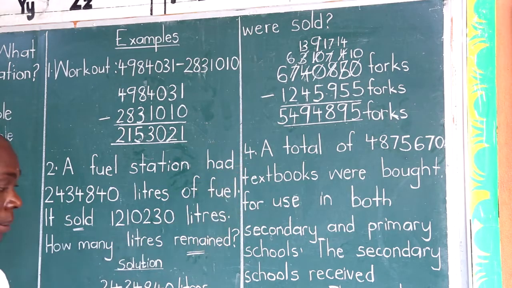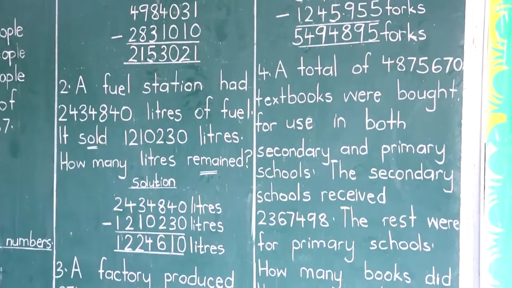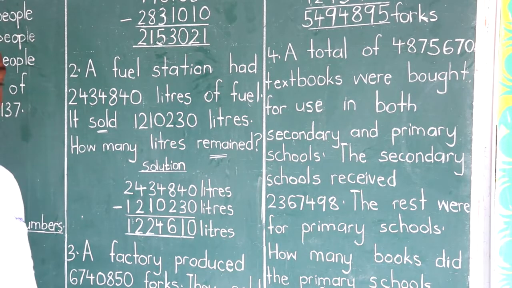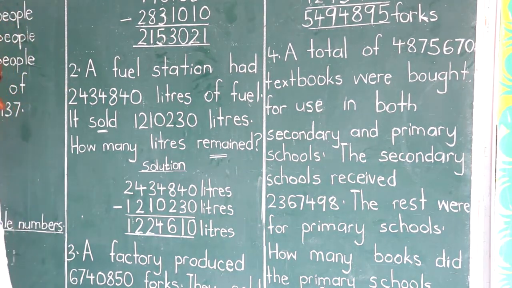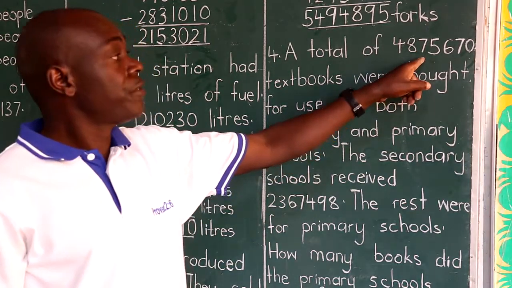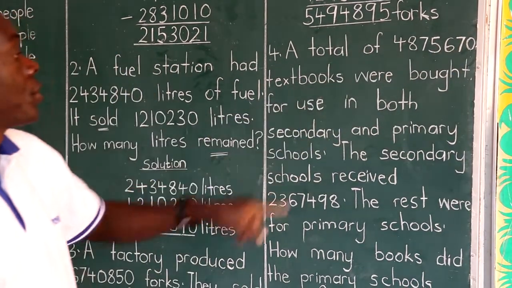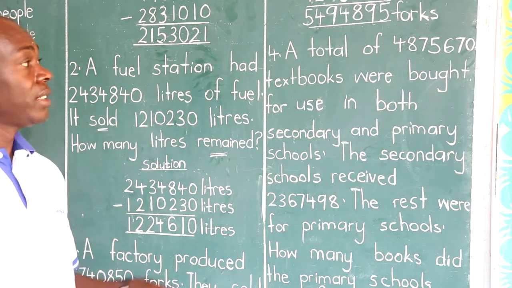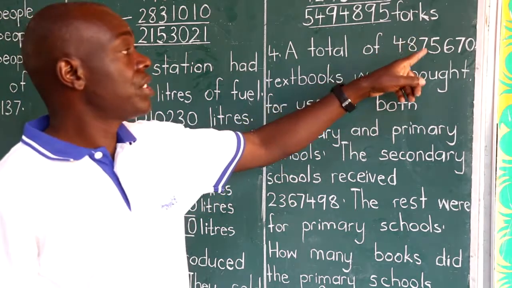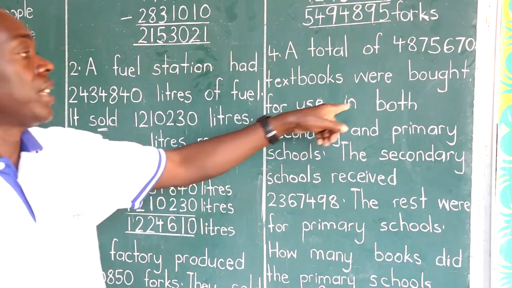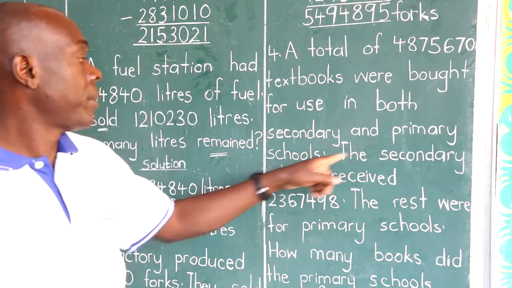Then go to example number 4 that will conclude our lesson today. And this will be found on page 82. It reads, a total of 4,875,670 textbooks were bought for use in both secondary and primary schools. It reads again, a total of 4,875,670 textbooks were bought for use in both secondary and primary schools.